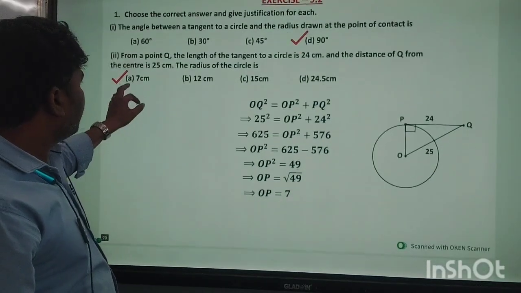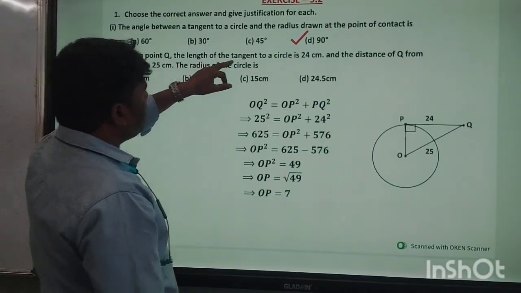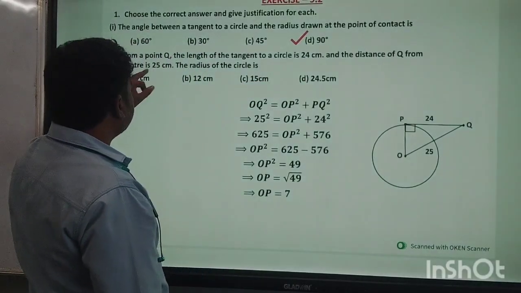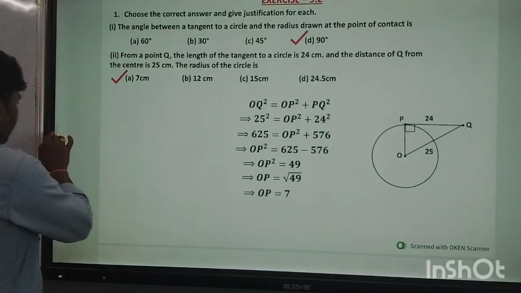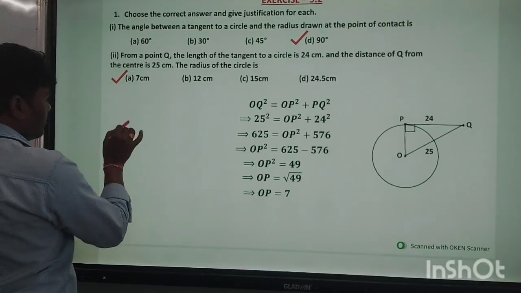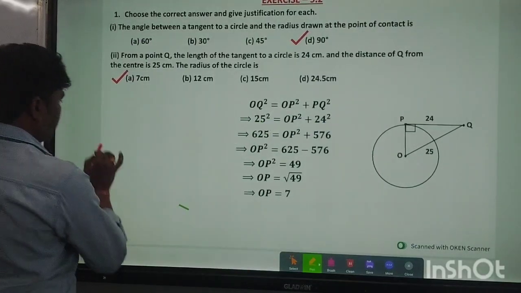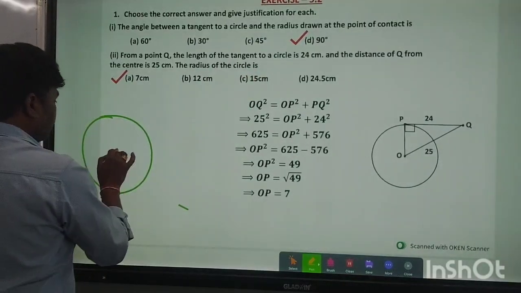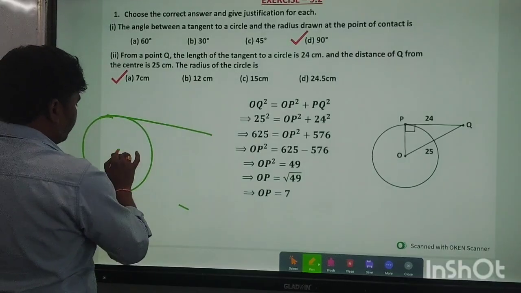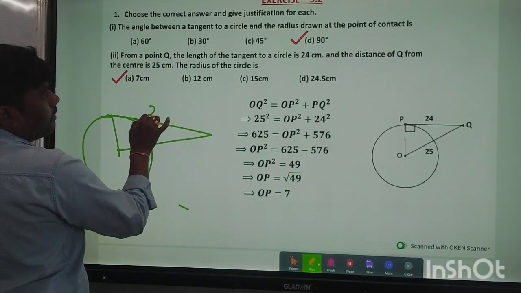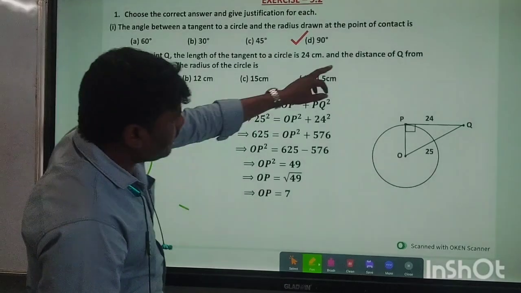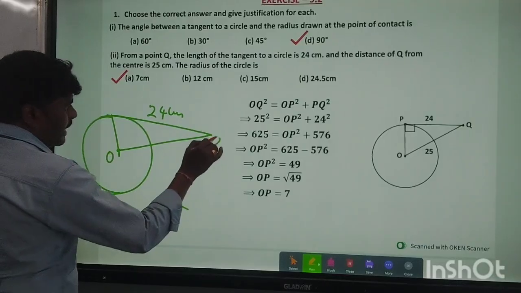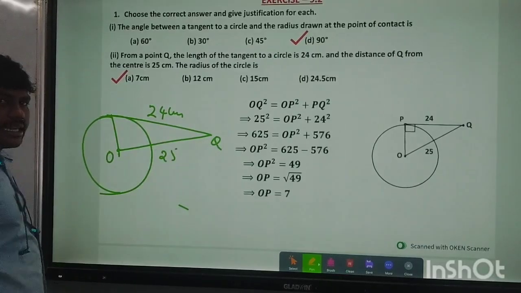Next one. From a point Q, the length of the tangent to a circle is 24 centimeters and the distance of Q from the center is 25 centimeters. Say, here draw one circle. This is the tangent. The tangent is how much? 24 centimeters. And the distance of Q from the center is 25. This is O, Q is here. So this is how much? 25 centimeters.